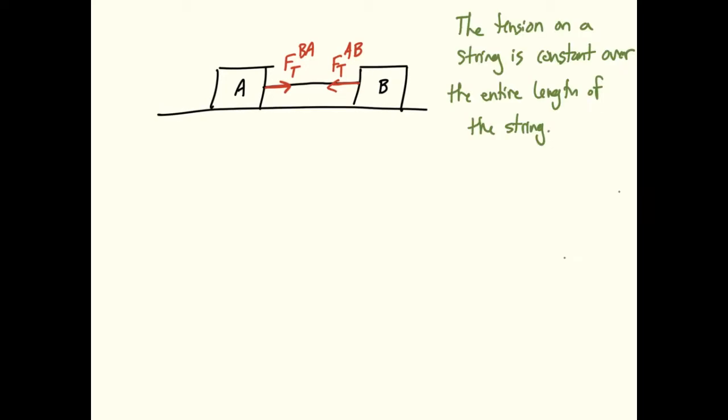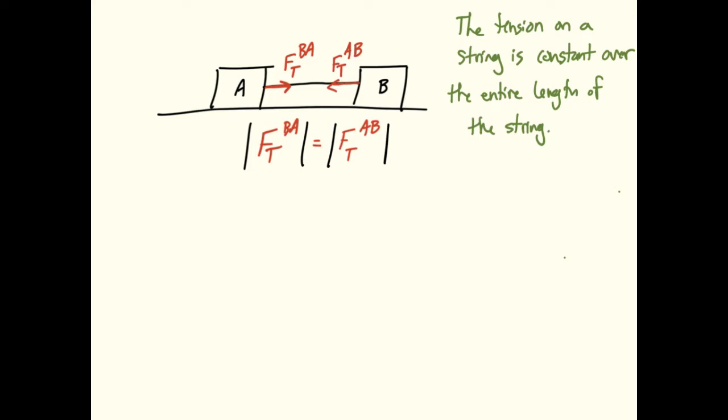So the next thing we need is a simple fact about strings, which is that the tension on a string is constant over the entire length of the string. So across this entire length, the tension on the string is exactly the same. So what that means is that these two forces right here have to be equal to each other. And actually, to be absolutely careful about it, I'll just write as magnitudes because, of course, they are acting in different directions. But as magnitudes, the tensions will be exactly the same. Now, that's a statement of Newton's third law, but it also means that we can treat this string as basically being non-existent. It's just a connection between A and B.